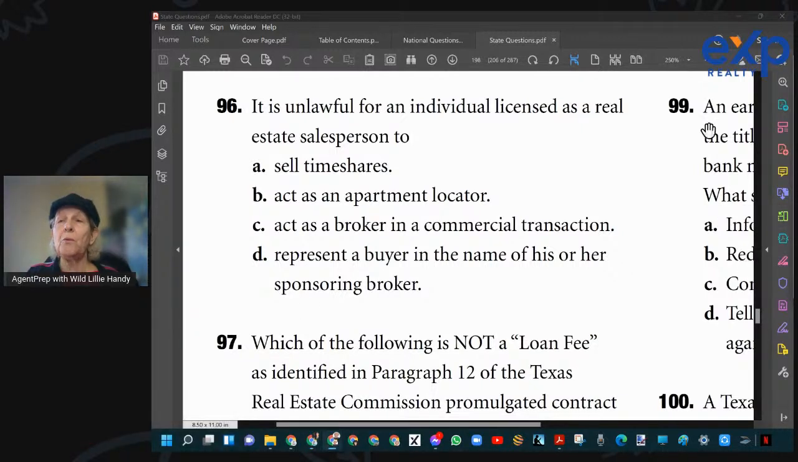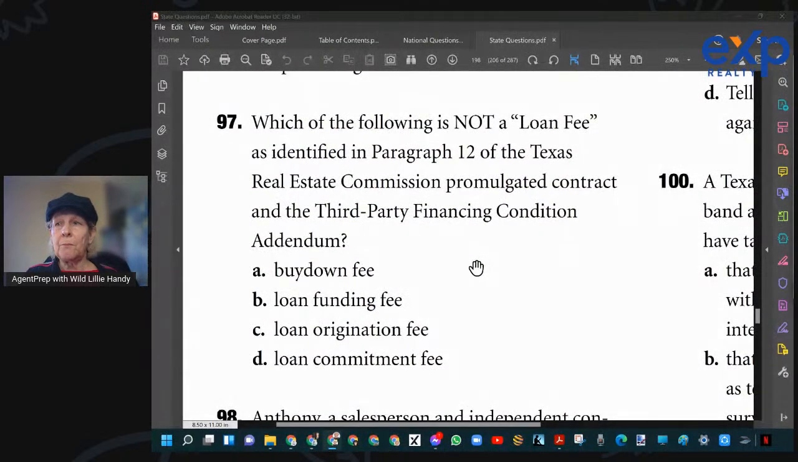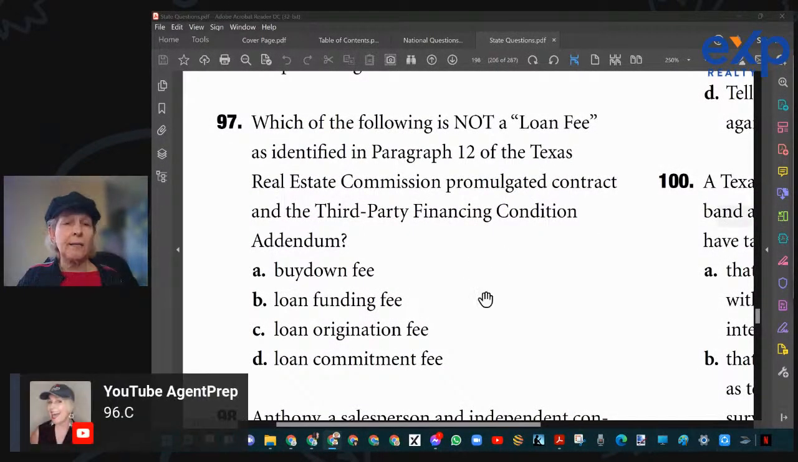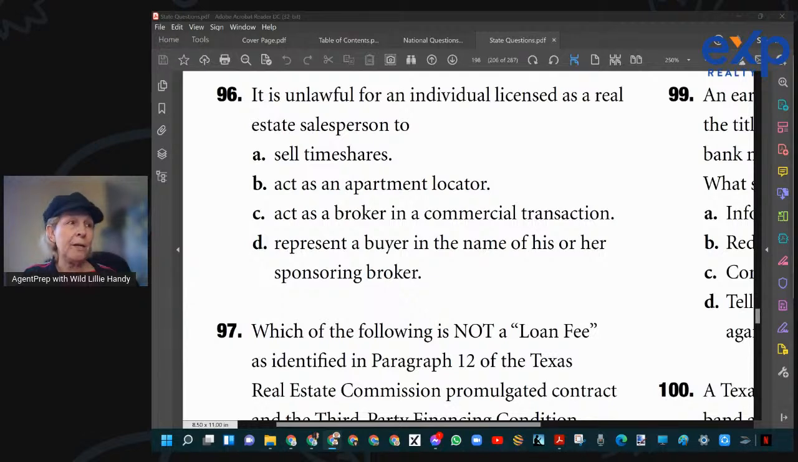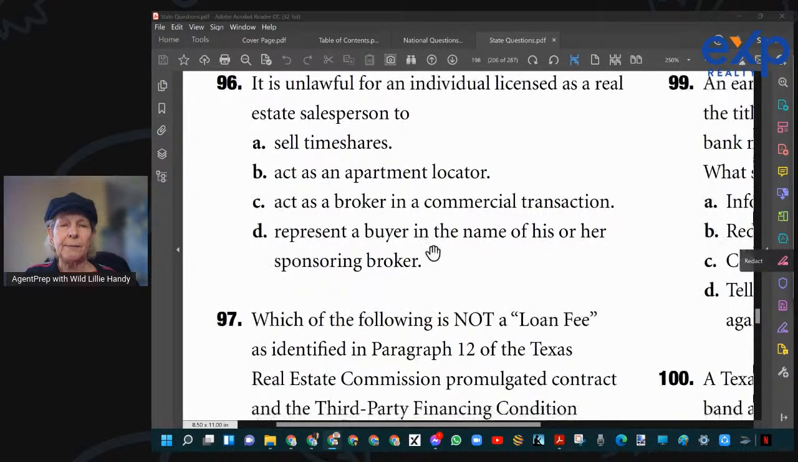So what would we do? We would refer that transaction to a commercial agent and get a referral fee. Okay, that's how we also make money. We don't let it go. We refer it out to someone that is a commercial realtor or broker. Okay. Number 97. So 96 was we cannot act as a broker in a commercial transaction when we are a salesperson. All right, 97.